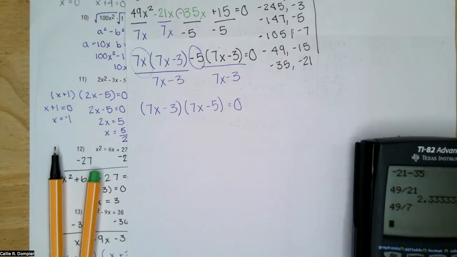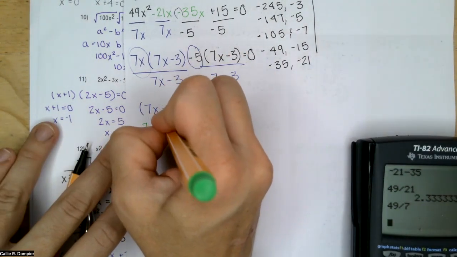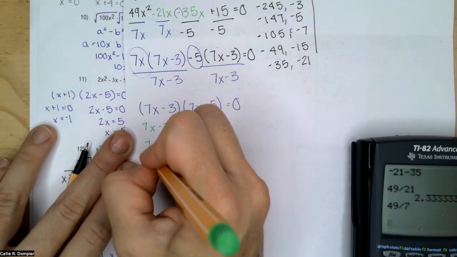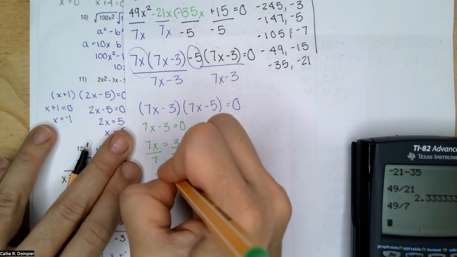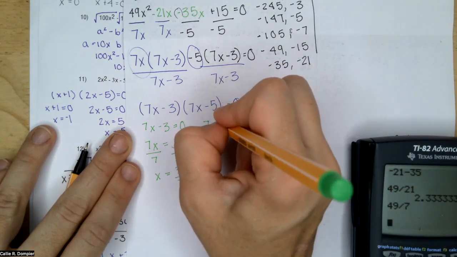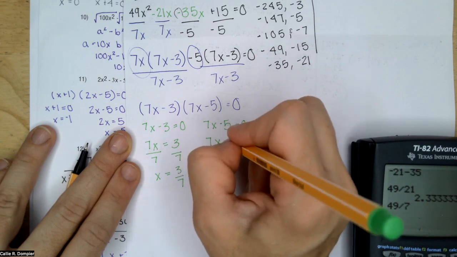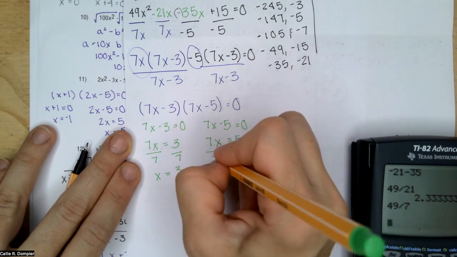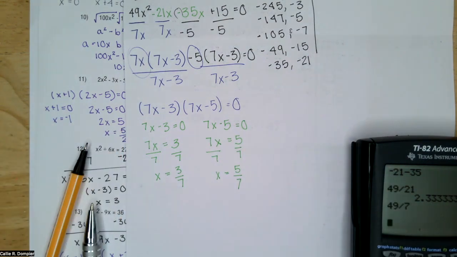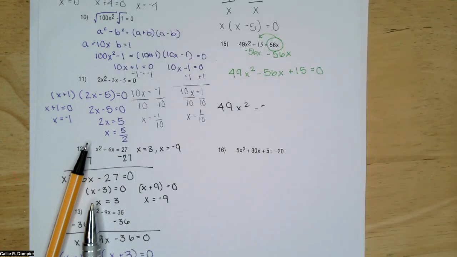Now we just solve for x. 7x minus 3 is 0. 7x is 3. Divide by 7. X equals 3/7. 7x minus 5 is 0. 7x equals 5. Divide by 7. And x equals 5/7. So those are my two answers for number 15.